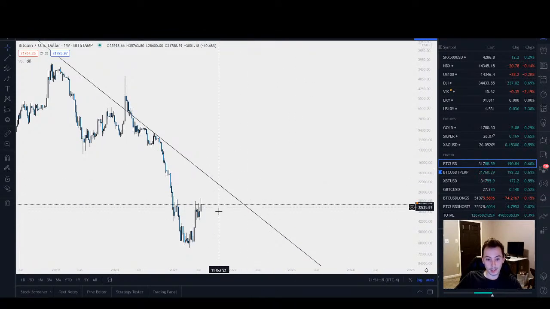Yeah, so that's the question. Are we trying to touch this line? Maybe. I mean, look, if we were to touch it within the next couple of weeks, where are we going to go? What did we say earlier was the level of support? 20,000.